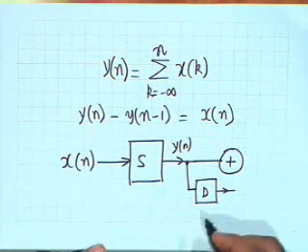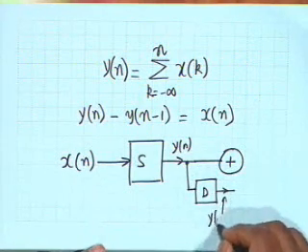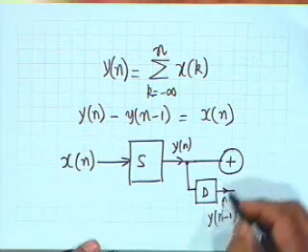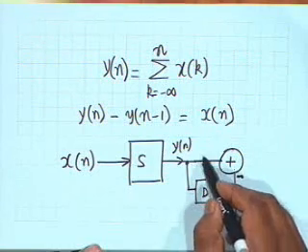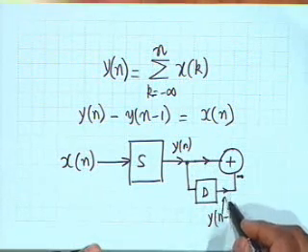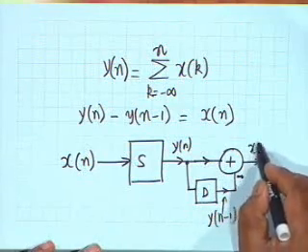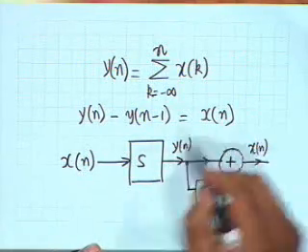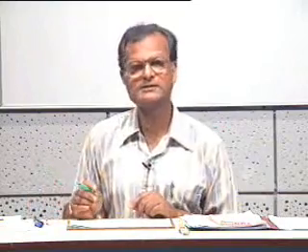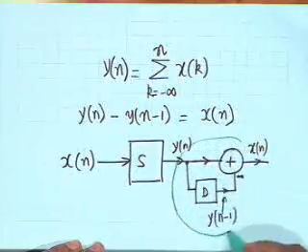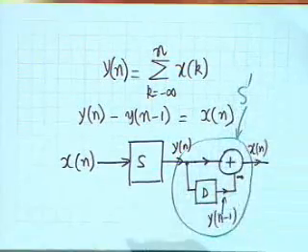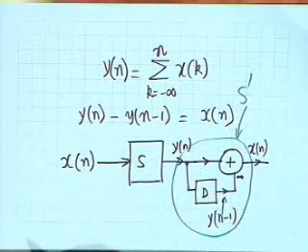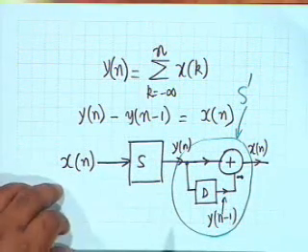I call this a delay D. The system D is such that if y of n is the input, then its output is y of n minus 1. Then I subtract; this is shown by the negative sign here. This is y of n and this is y of n minus 1, I subtract this and then I produce x of n. Now this is a perfectly realizable physical system, and this is obviously the inverse of S. So this is S prime, and therefore the system S is an invertible system.